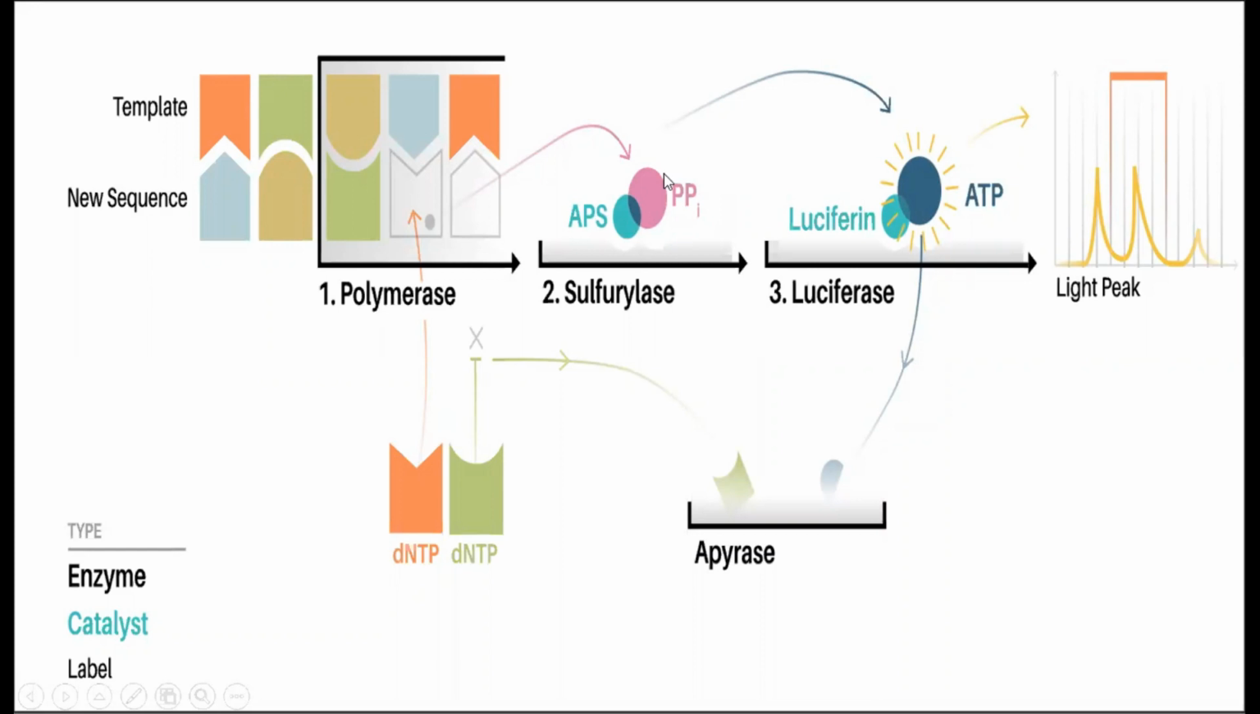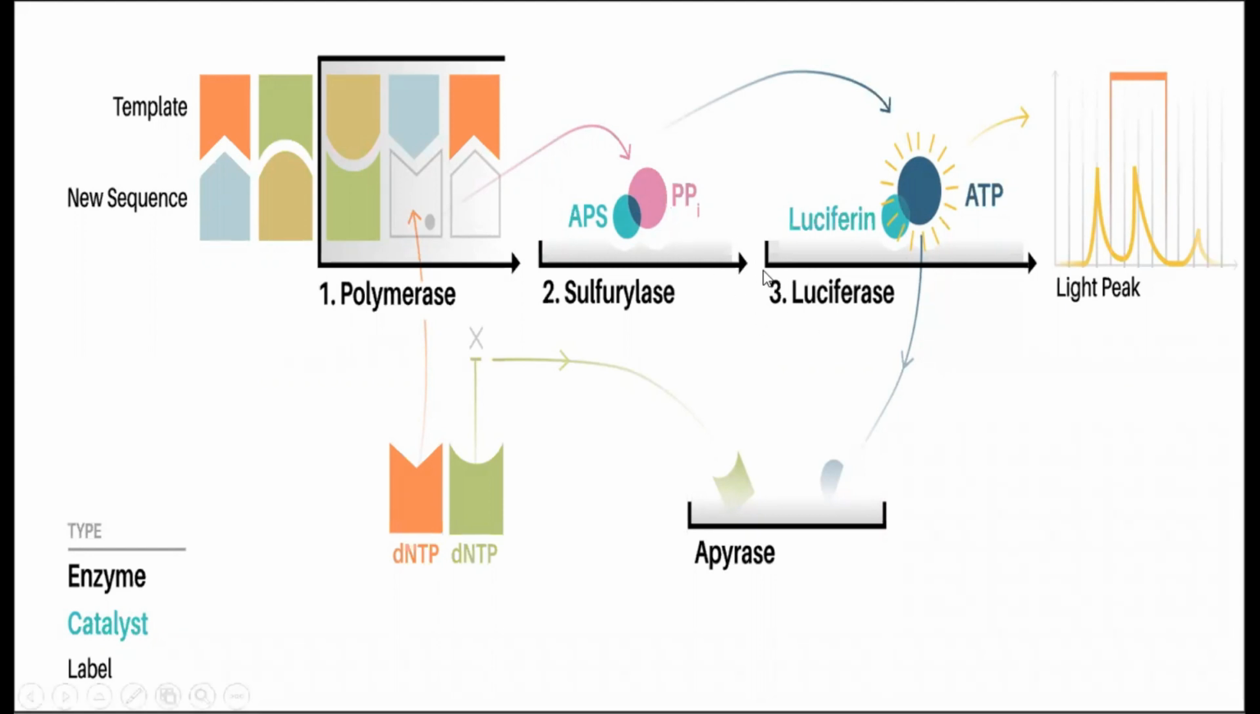Now what happens is, after your pyrophosphate molecule is released, you apply what is known as APS, that is adenosine phosphosulfate, and you catalyze this reaction with an enzyme known as sulfurylase. What this process basically does is that it converts your pyrophosphate into an ATP molecule. Now the reason why we are going for an ATP molecule is, initially we said that pyrosequencing is a method whereby you are actually detecting light, right? So in order to detect the light, you first create an ATP molecule.